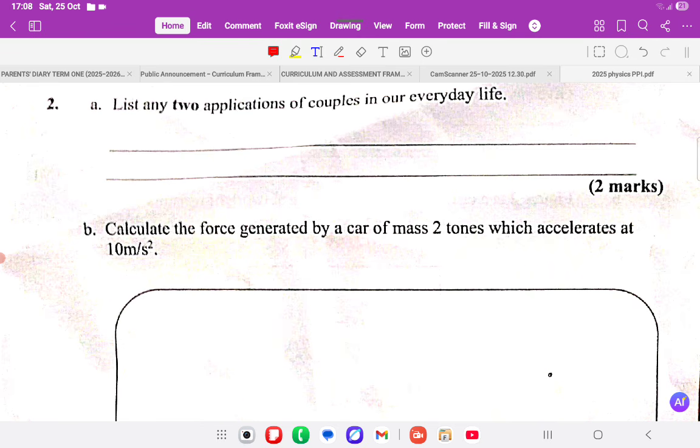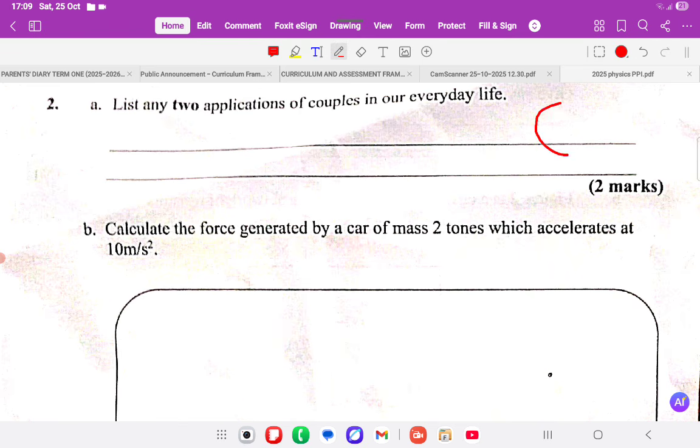All right, so question number 2 is saying, list any 2 applications of couples in our everyday life. So first you need to recall what couples are. In physics, the term couple refers to 2 equal and opposite forces whose lines of action do not coincide, and effectively they create a turning effect.